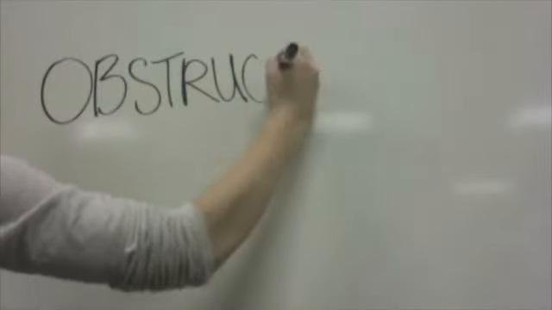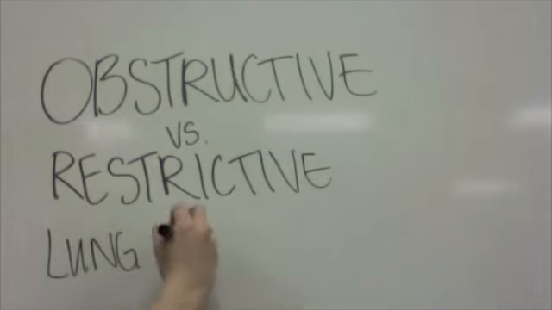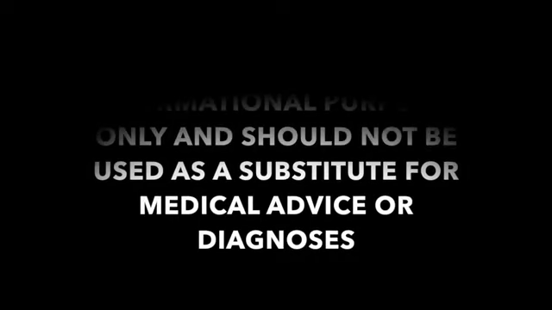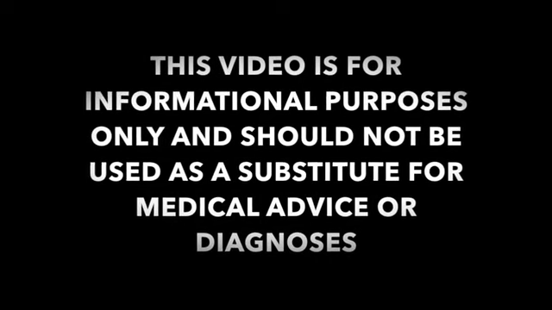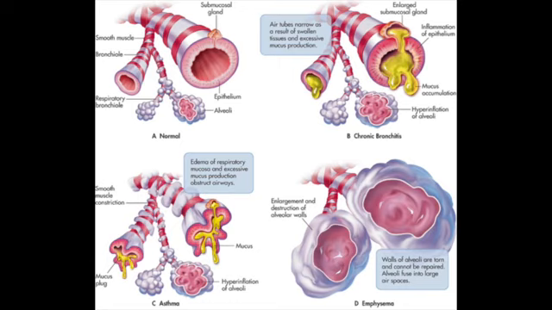This video compares and contrasts obstructive versus restrictive lung diseases. Obstructive and restrictive lung diseases are disorders that make breathing difficult for people but present in different ways. The first type of lung disease we will talk about is obstructive.